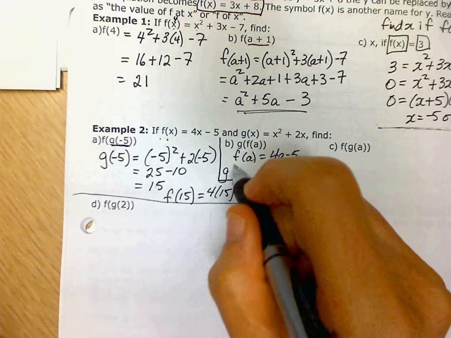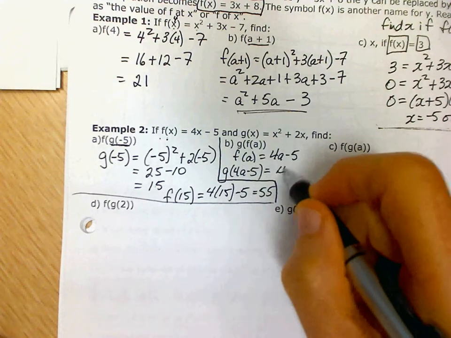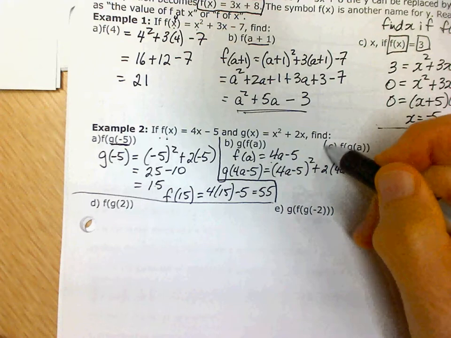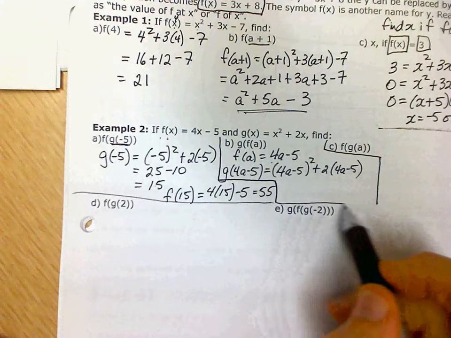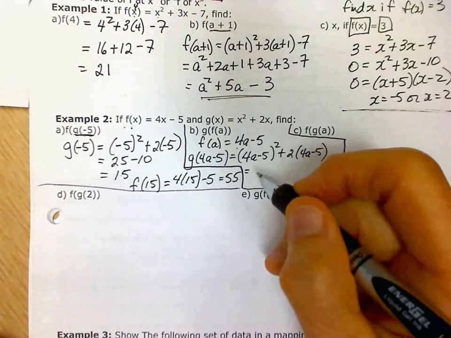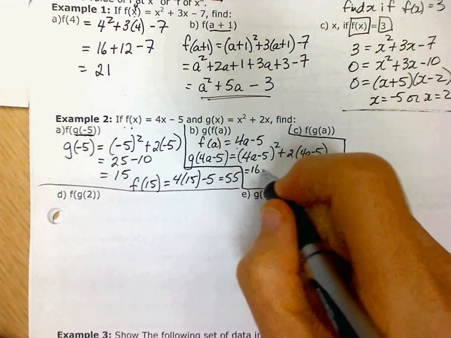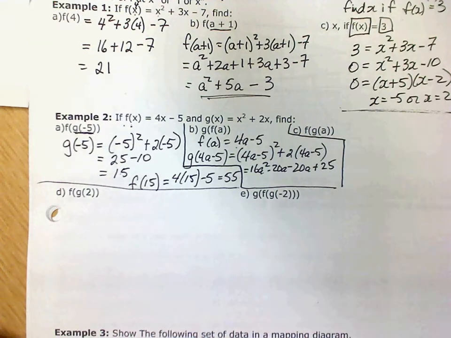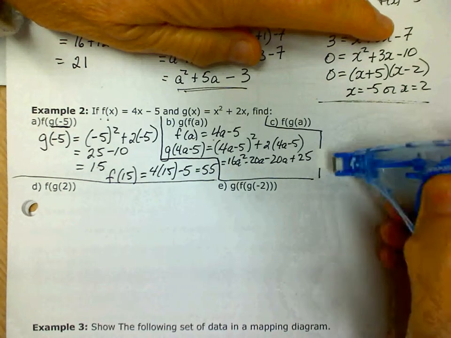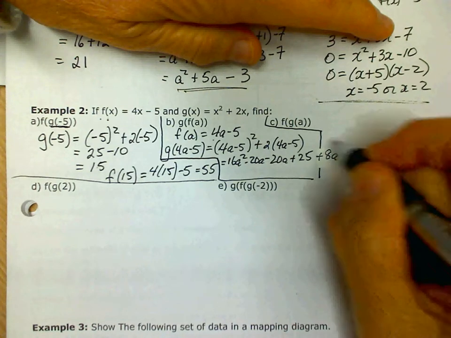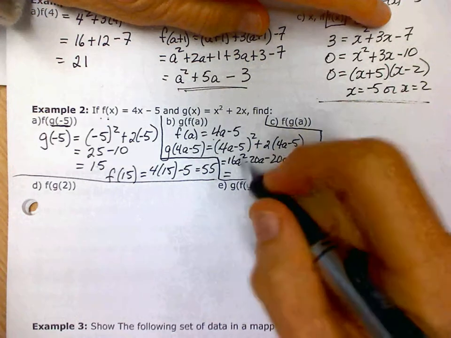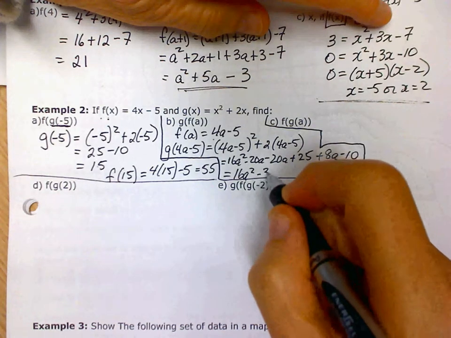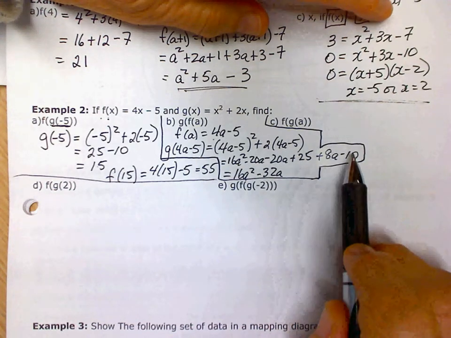So g of 4a minus 5 is equal to (4a minus 5) squared plus 2 times (4a minus 5). Unfortunately, I apologize, this is very tight. We'll just try to put it in there. This is going to be 4a times 4a is 16a squared minus 20a, minus 20a plus 25, and then plus 8a minus 10. Now we'll just collect like terms. This is going to be 16a squared, minus 40a plus 8a is minus 32a, and plus 25 minus 10 is plus 15.